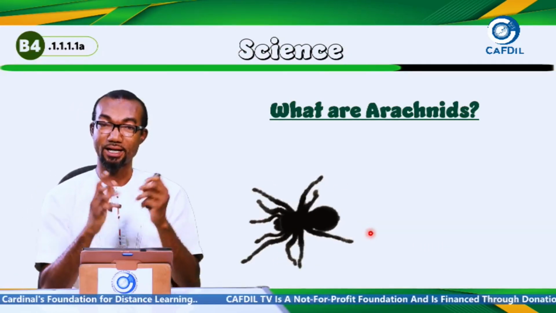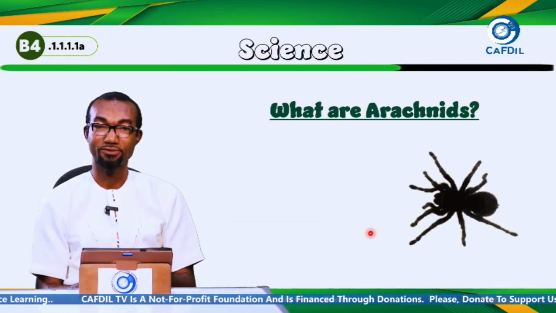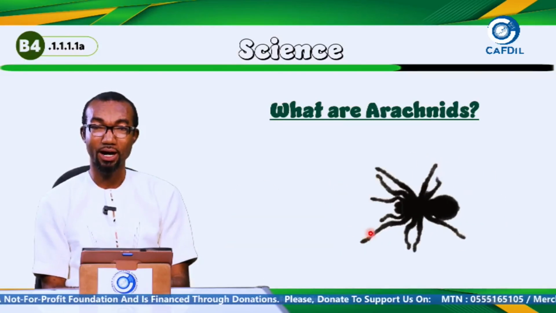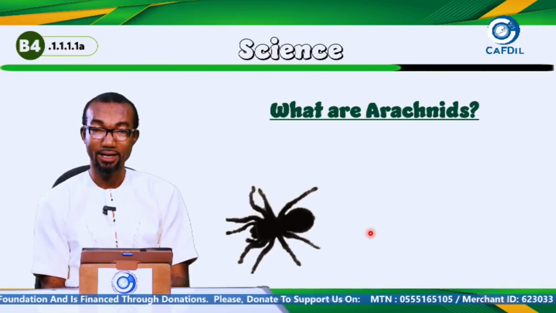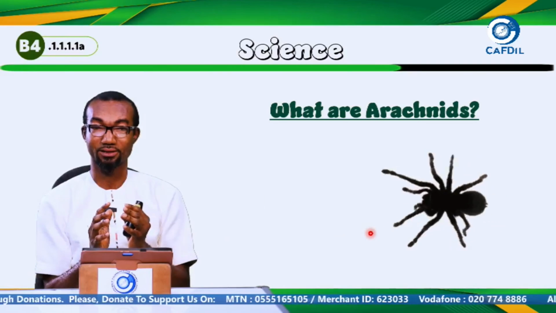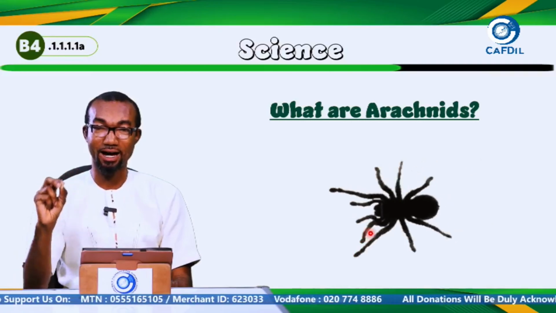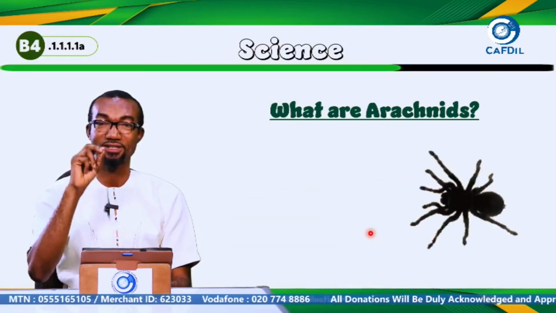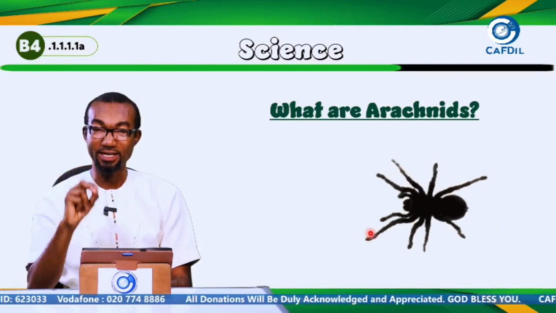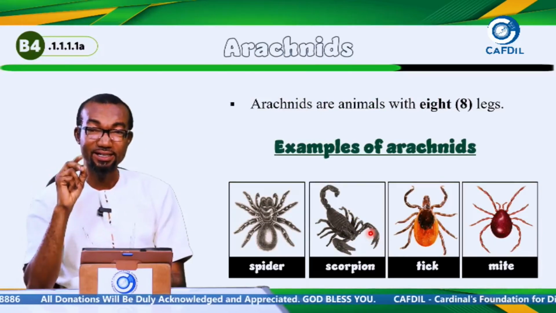Now, we have gone through some features of insects. Sometimes if I go somewhere, people ask me, Uncle Ernest, is the spider too an insect? The spider is not an insect. We have a group of animals, and we group these animals based on the number of legs they have. We said that insects have 6 legs. But when we talk about arachnids, they have 8 legs. So arachnids are animals with 8 legs.